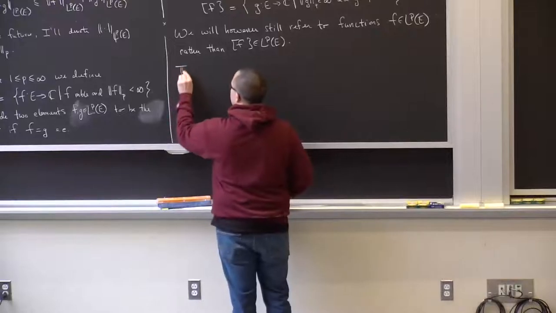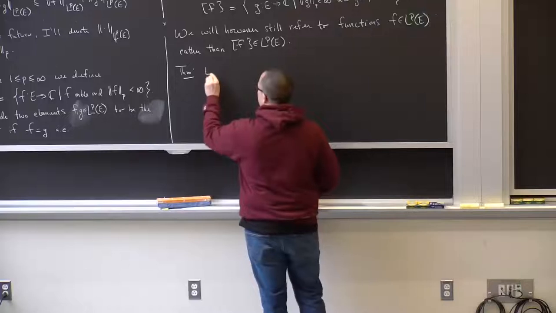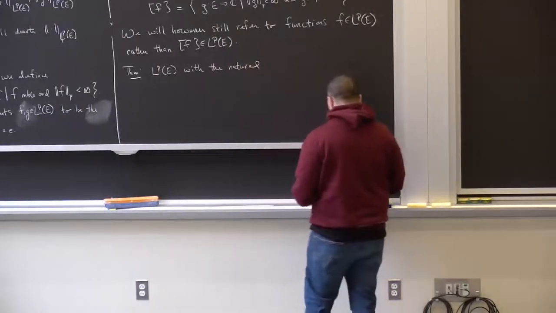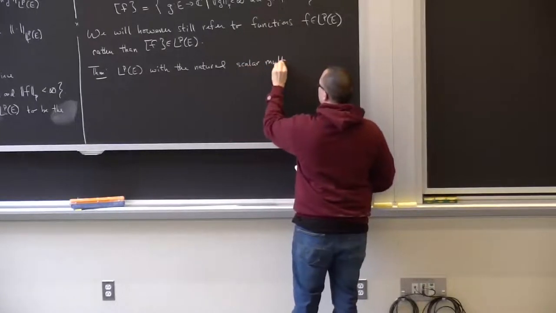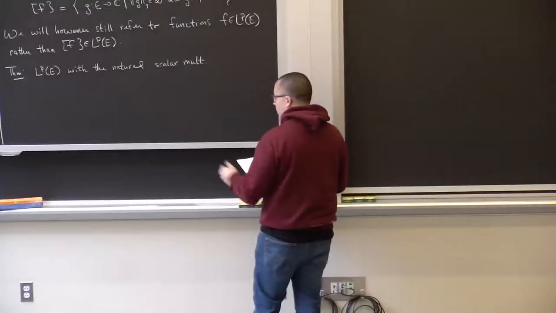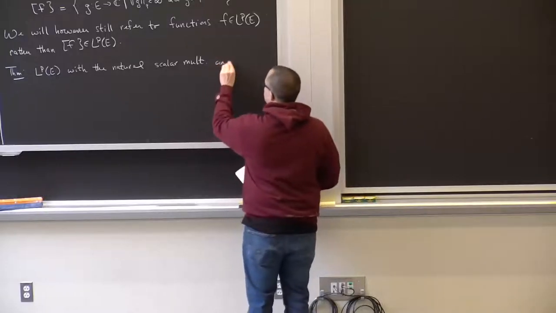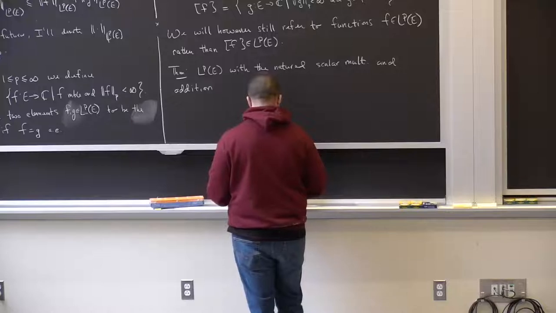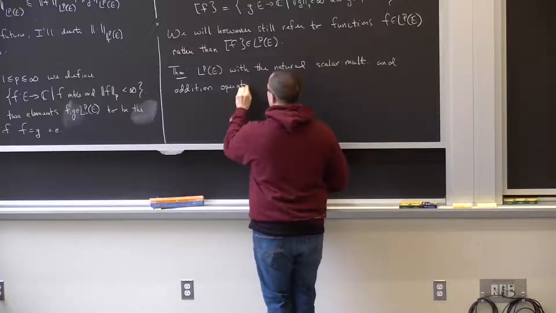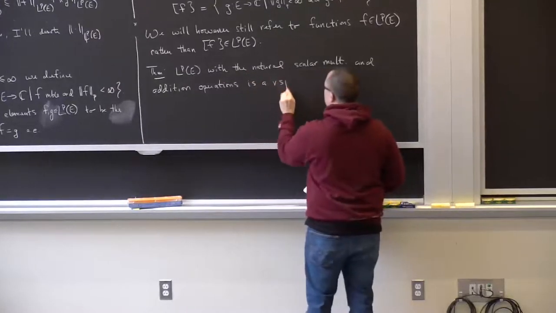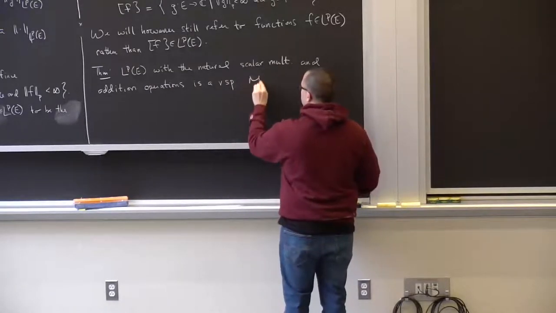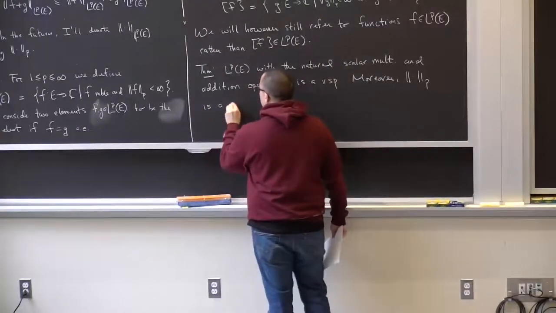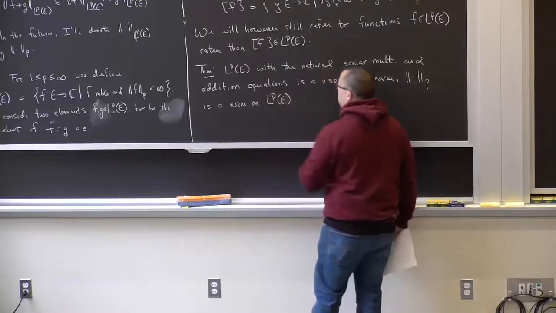let me state the theorem. So LP with the natural scalar multiplication, where the scalar multiple of an element is just multiplying the function by a scalar, and the sum of two elements is just the pointwise sum of the two functions. So with the obvious definitions of scalar multiplication and addition operations, LP is a vector space. Moreover, this function, which I've been referring to as a norm, is actually a norm on LP.